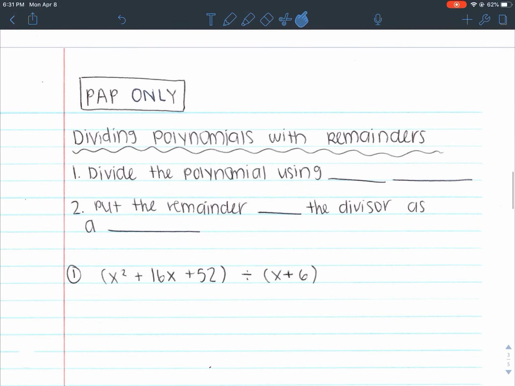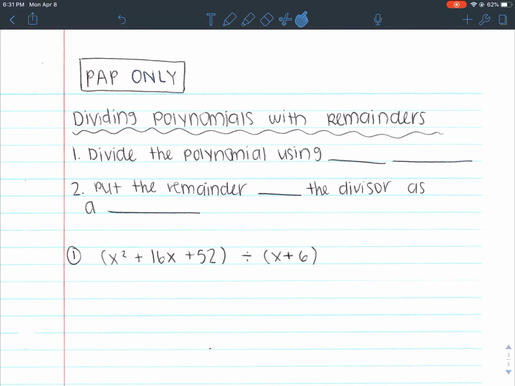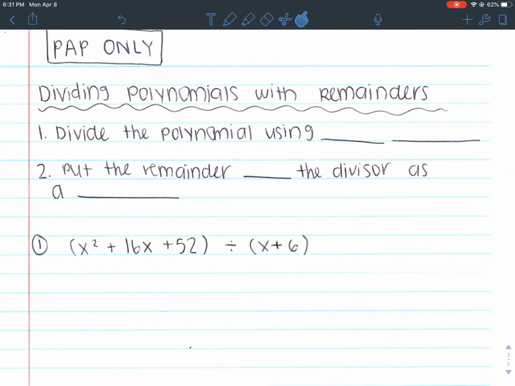I'm going to go ahead and start the pre-AP section. Okay? Pre-AP. So when we divide, we have remainders. So on level is not going to do remainders, but we're going to do remainders. So the first thing you're going to do is you're going to divide like normal using long division. Okay? You're going to put the remainder over the divisor as a fraction.